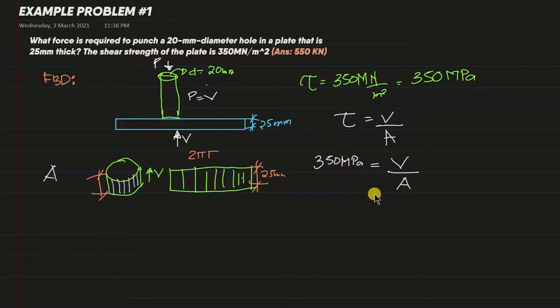So, substitute na tayo dito. That's V over, ang area natin is 2 pi. Radius yung given, ibig sabihin, i-divide na lang natin sa 2 yung diameter, which is 20. So, 20 divided by 2 is 10. Thus, our radius is 10. 2 pi times 10 millimeters. Okay? Extend natin yan. Tapos, times the thickness, which is 25 millimeters.